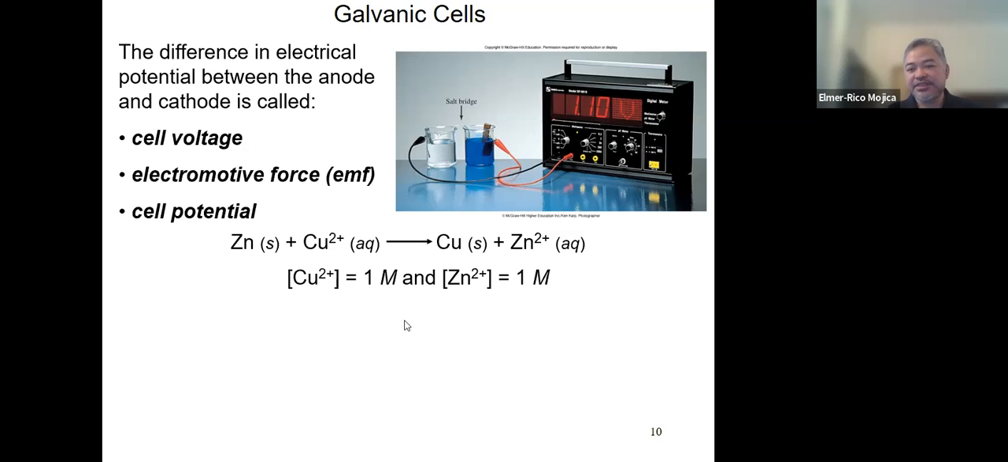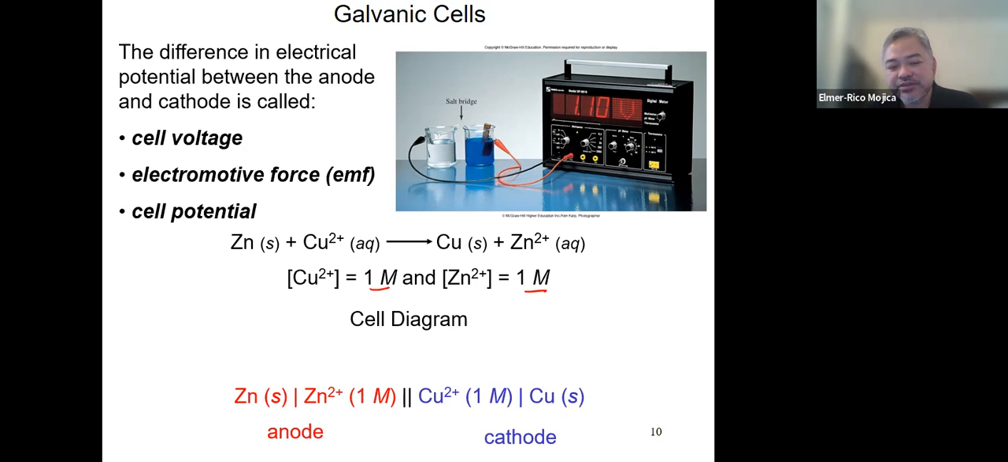And at standard condition, the concentration of the solution that we have there is 1 molar. And a shortcut way of writing them is using this one. So you see here, it's really an ABC. This one, that's the salt bridge. And how do you end up looking at this?